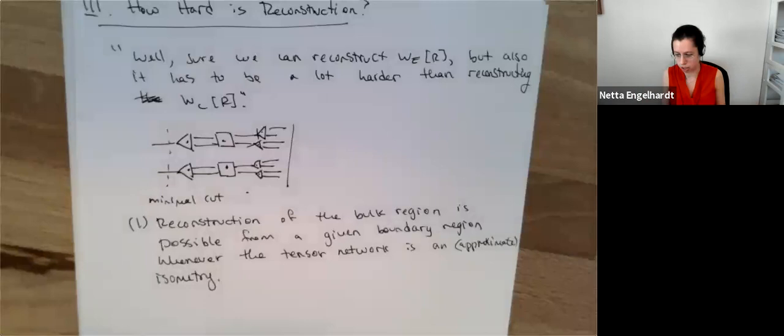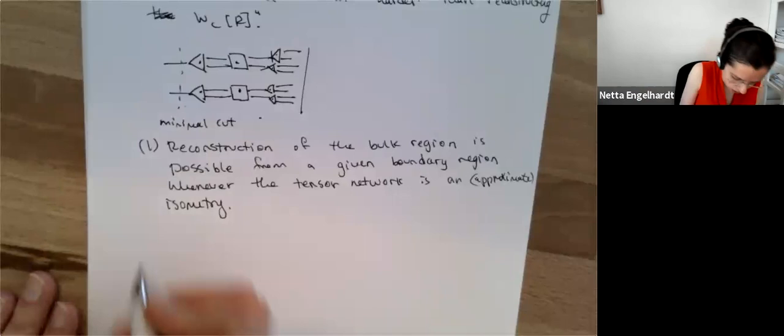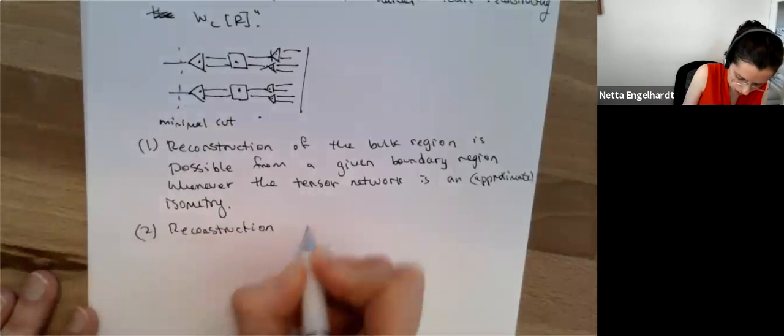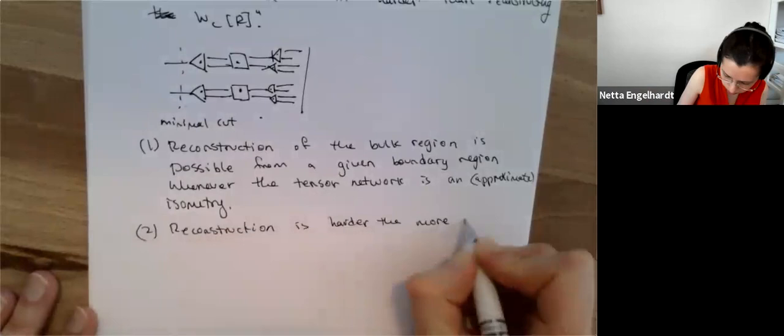Two, reconstruction is harder the more unitaries and isometries, the more complex a circuit, you have.